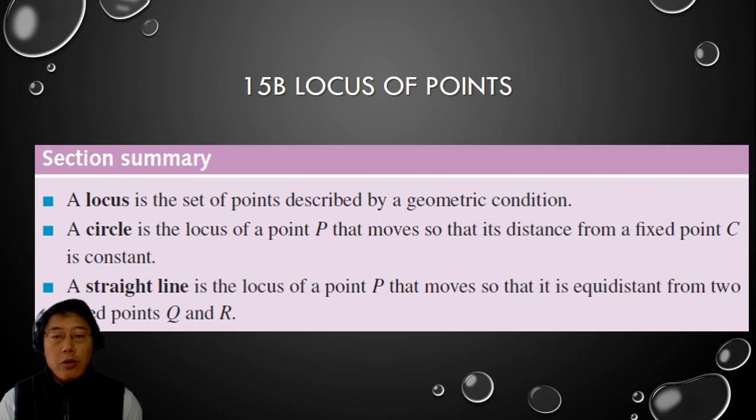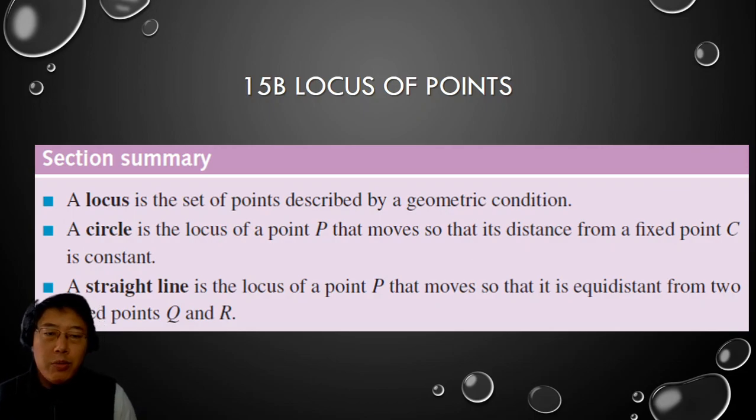Today we're moving on in chapter 15 with 15b, which is the locus of points. So we look at functions or expressions to represent some known curves like circles, hyperbolas, ellipses, and straight lines. A bit of definitions. A locus is a set of points described by a geometric condition. So the geometric condition could be a rule or a function, but it can also be just a general equation.